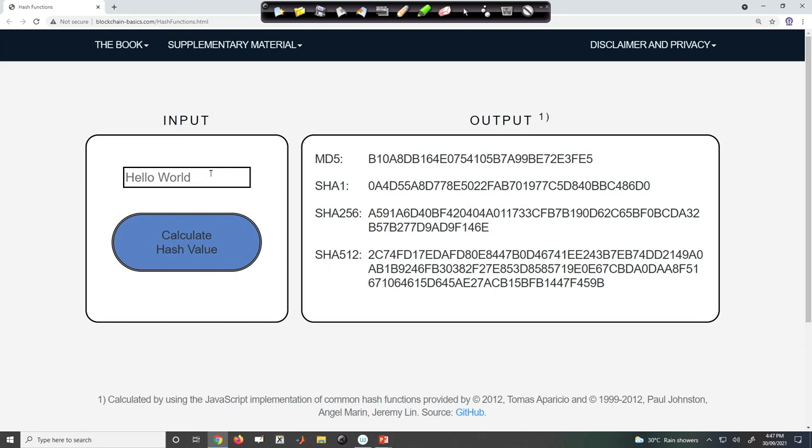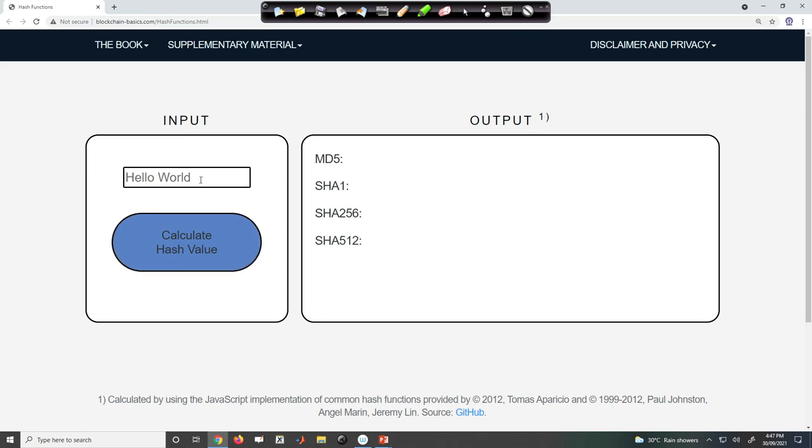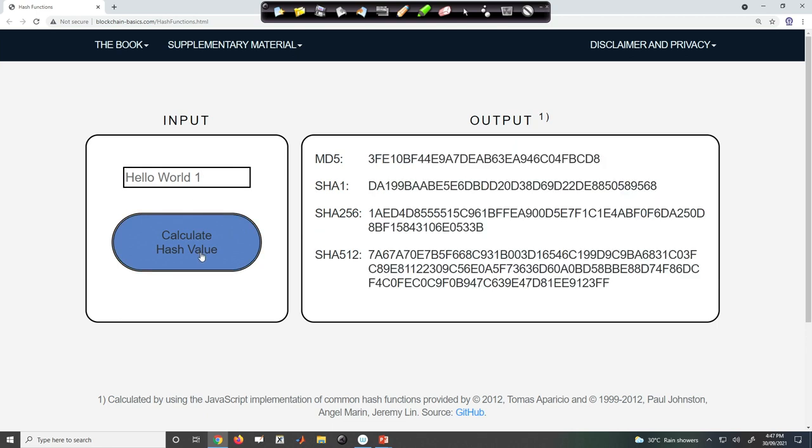If you give another message as input, say I just write hello world and 1, and then we calculate the hash value, I click on calculate hash value once again and we get the hashes once again. If you notice, there are some important points here. First of all, it is very easily computable. Just as I click on the button, immediately we see that the hashes are displayed, so it is efficiently computable. The second point to note is that the hashes could be of various lengths depending on the type of hash function that we are using.